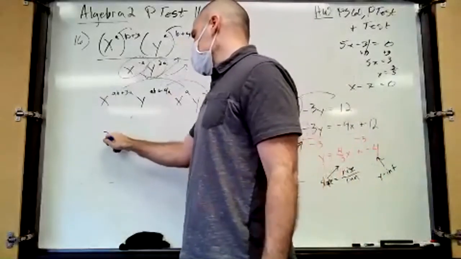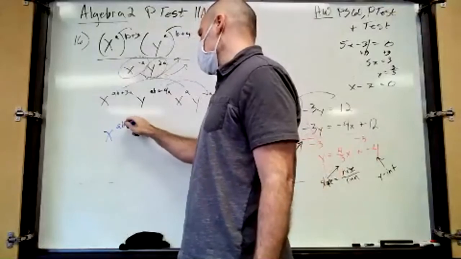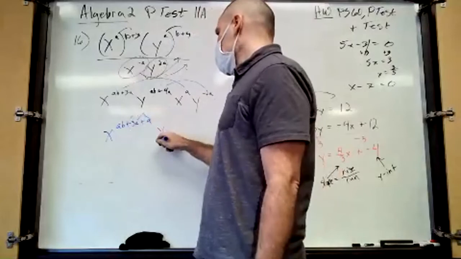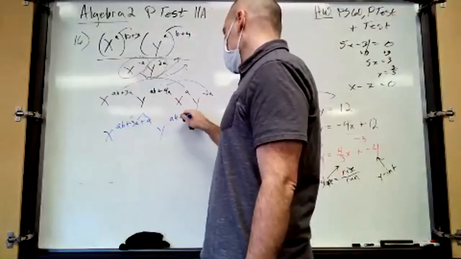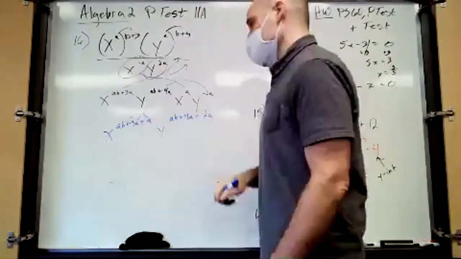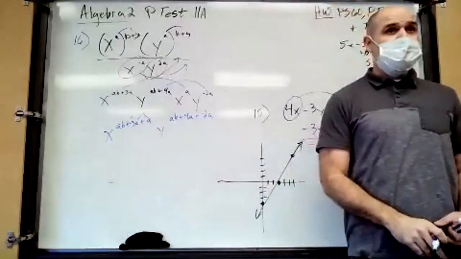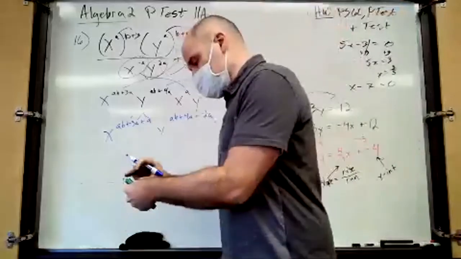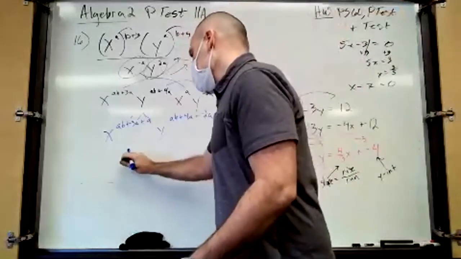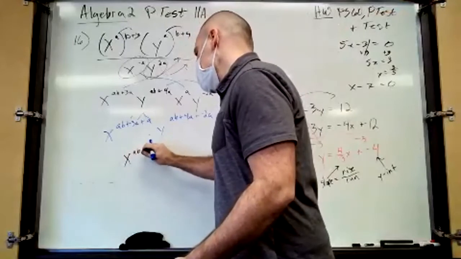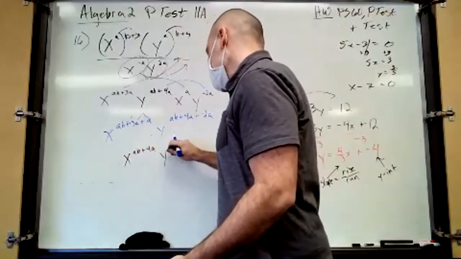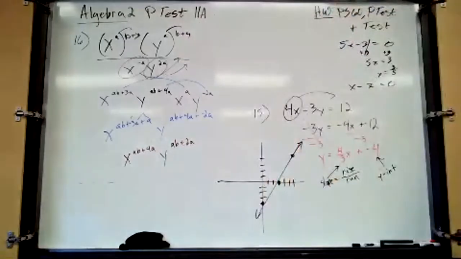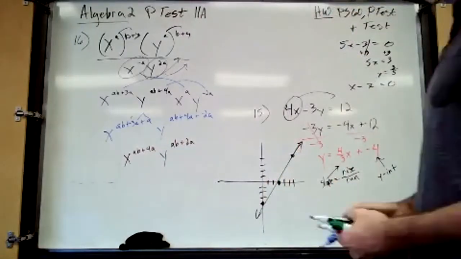So this is x to the ab plus 3a plus a. Ooh, those will combine. And then y to the ab plus 4a plus negative 2a. See what I did? I just added. So these combine and these combine. So your final answer is x to the ab plus 4a, y to the ab plus 2a. See what I did? Okay, good, good.